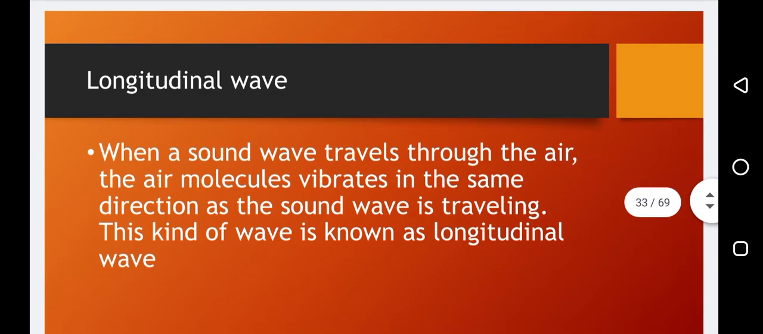Now coming towards the longitudinal wave, this is the second type of wave, which occurs in sound. Clear? The transverse waves occur in water, while the longitudinal wave occurs in sound. When a sound wave travels through the air, molecules vibrate in the same direction as the sound wave is traveling. Clear? Where the sound wave is traveling, the air molecules travel in the same direction. Both directions are the same. This kind of wave is known as a longitudinal wave.